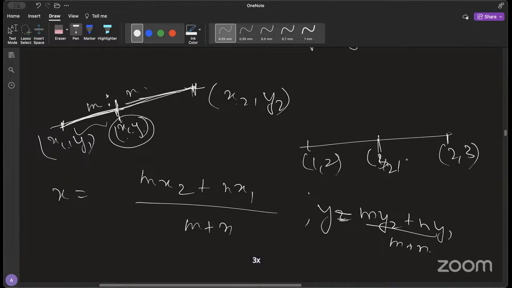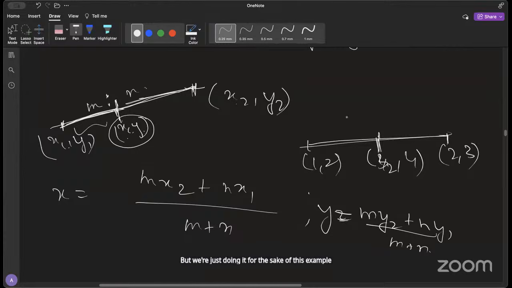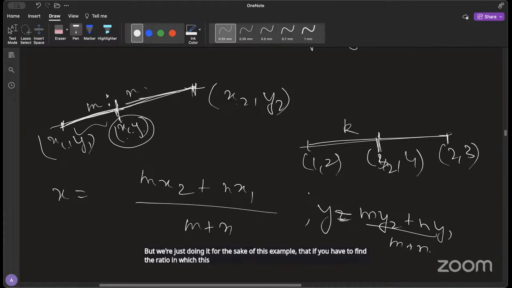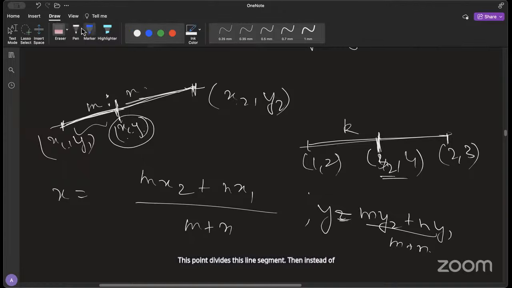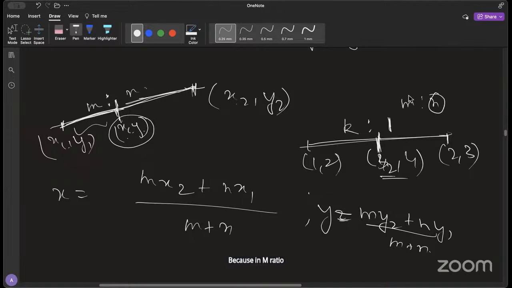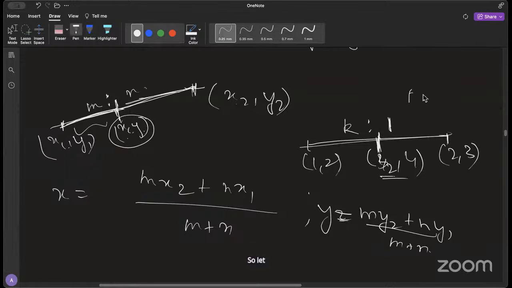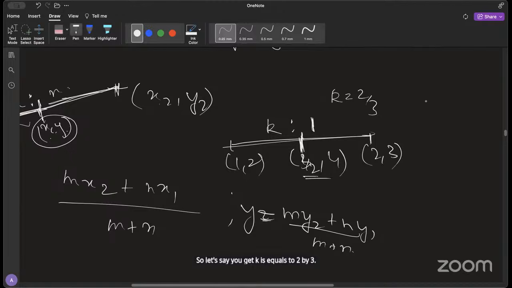Let's say this is 3 by 2 and 4. Again, I don't know if these three points lie on the same line, but we're just doing it for the sake of this example. To find the ratio in which this point divides the line segment, instead of taking m ratio n, you can take k ratio 1. Because in m ratio n you have two variables to find, and in k ratio 1 you only have one variable, so things become simple. Let's say you get k equals 2 by 3. That means your ratio is 2 by 3 is to 1, or you can say 2 is to 3.